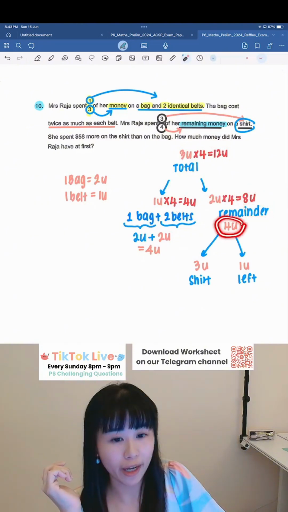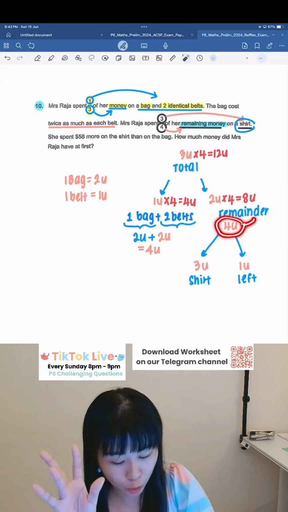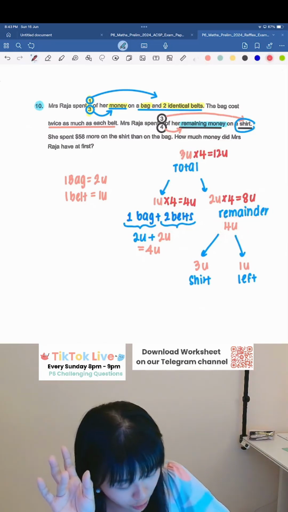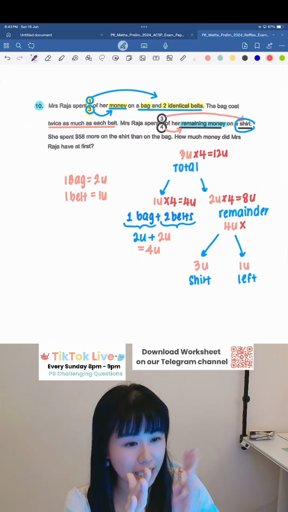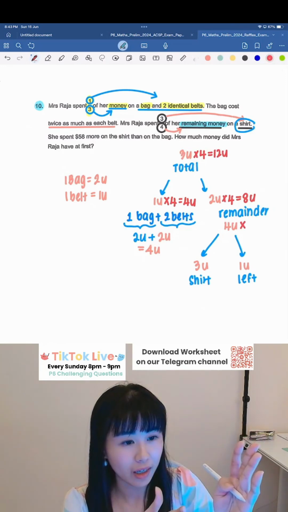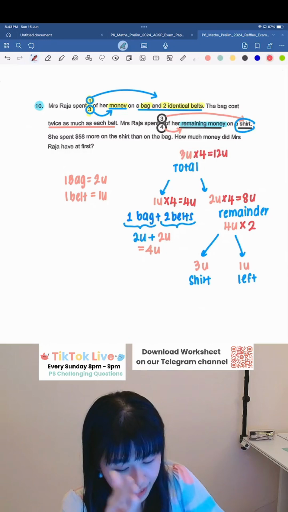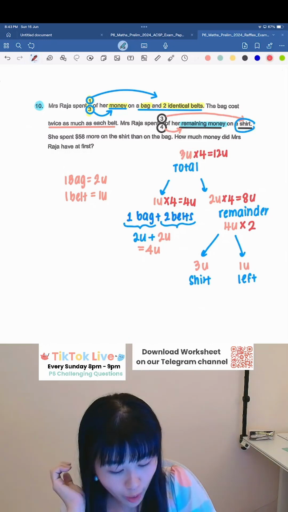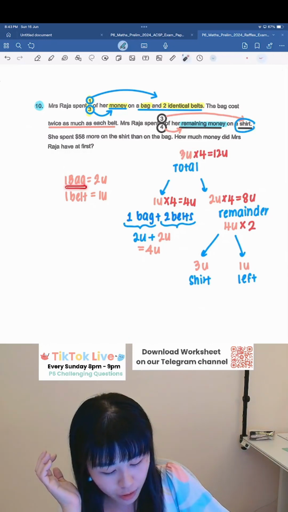Now, the next thing you're going to change is that if your remainder is 8, here is 4, which also represents your remainder. So I need to do something to this 4 unit also, such that my remainder is the same. Okay, Hong Rui says times 2. Yes. Okay?